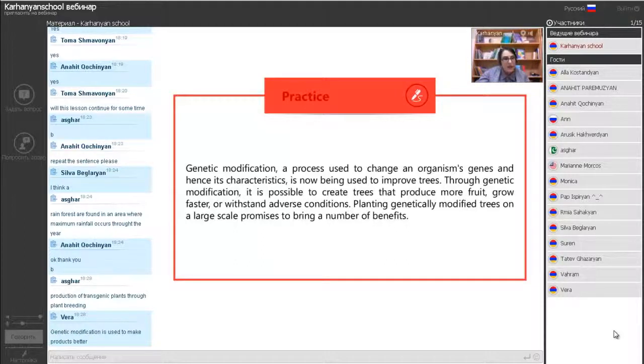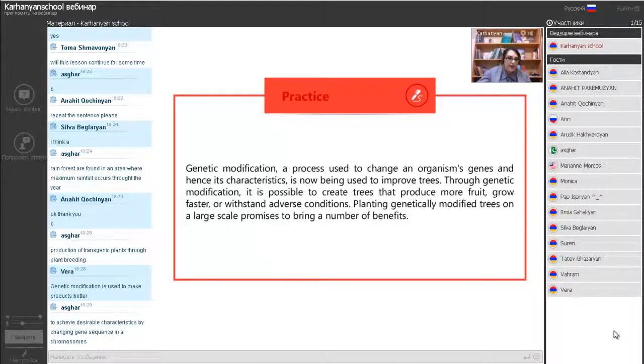Your sentence there can be the continuation of Askar's sentence, yes? So all of you, I want you to have a look at Askar and Vera's sentences, and to achieve a desirable characteristic by changing gene sequence in a chromosome. Okay, Askar, you already went a bit far from the main sentence, yes? But the first part was okay. So try to stay within the sentence. Don't go too far.